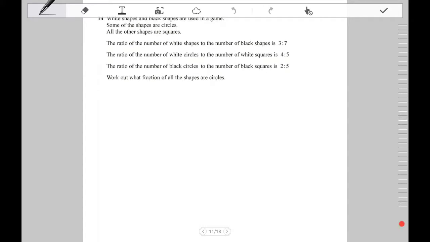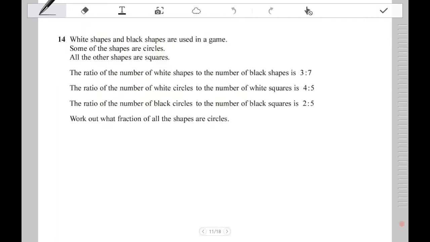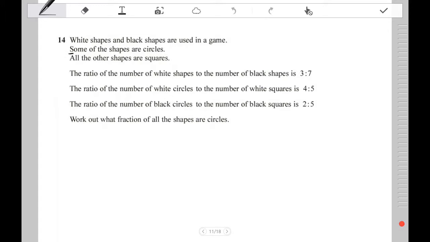Okay, so basically we're trying to work out here, it states that some shapes are circles and all other shapes are squares. And we need to find out what proportion that is in total of all the shapes. So how much out of all the shapes are circles and how much out of all the shapes are squares.